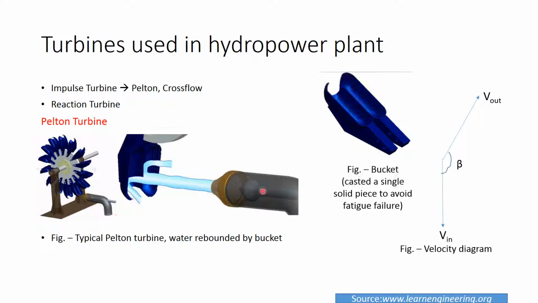A cut is provided at the end of the water bucket to ensure no interference of the water jet with other buckets. Buckets are cast as a single solid piece in order to avoid fatigue failure. The water jet is split into two equal components with the help of a splitter which is present at the middle of the bucket. The special shape of the bucket makes the jet turn almost 180 degrees. The blade out angle usually used is around 180 degrees.